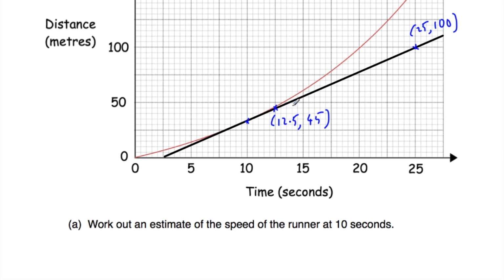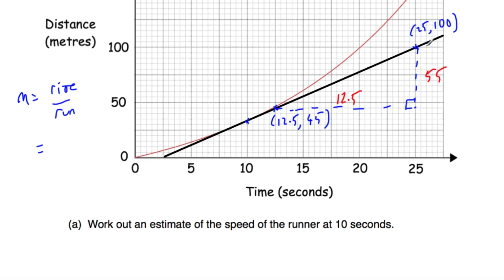Now what we want to do is work out the gradient of that line. So we're going to do rise divided by run. So the gradient would be equal to the rise divided by the run. So let's do a little right angle triangle. Let's go across and then go up. In terms of the run, we're going from 12.5 across to 25. So that's another 12.5, so 12.5 is the run. And in terms of the rise, we're going from a height of 45 up to 100. So the rise would be 55.